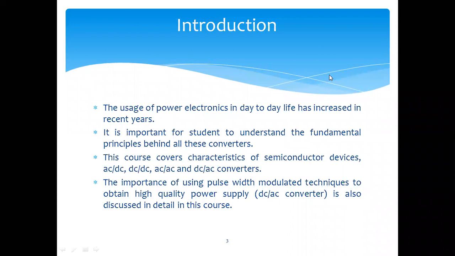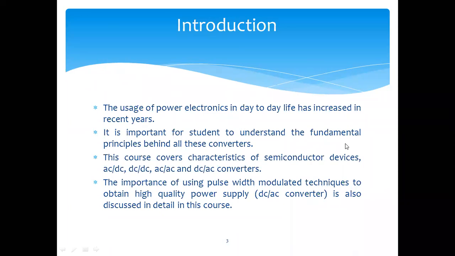This is the best application nowadays, household applications. That is nothing but the power electronics in day-to-day life has increased in present years. Here, it is important for the student to understand the fundamental principles behind all these converters. I have told that example of inverter. For household purposes, we are using an inverter.